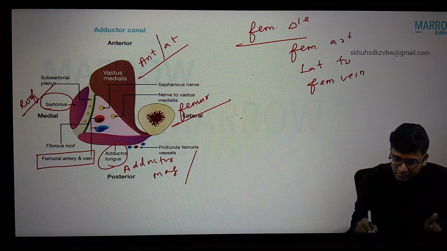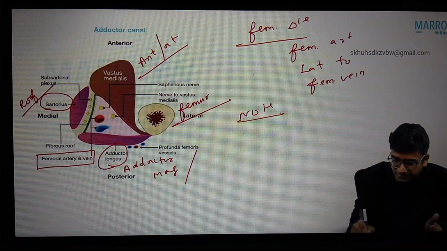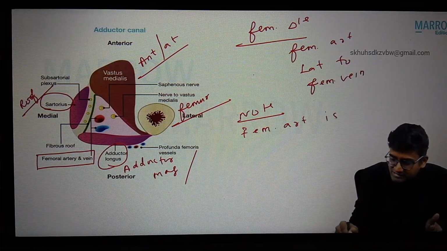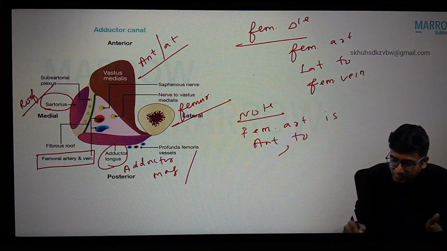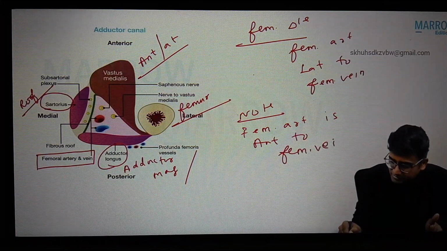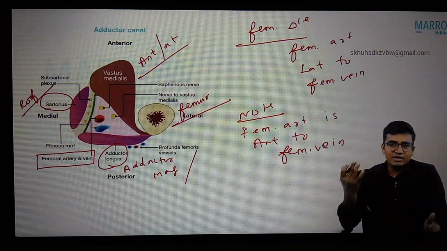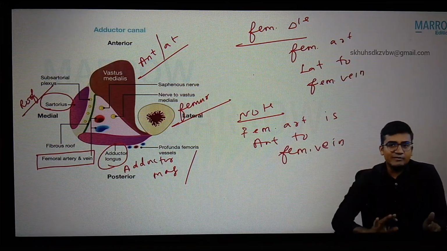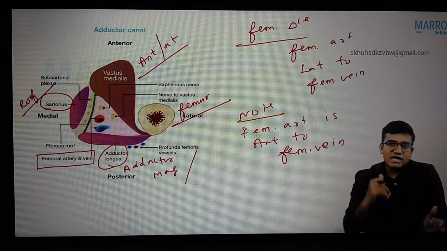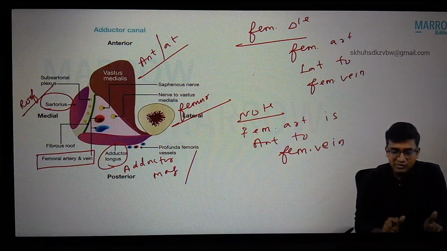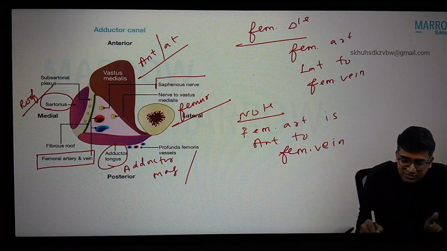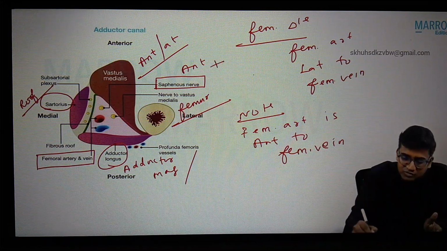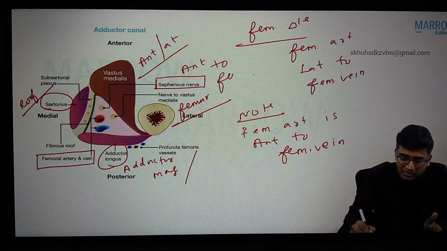That is important. So please write a note: contents, femoral artery and femoral vein. The femoral artery is anterior to the femoral vein. That is very important. Okay. So contents, femoral artery and femoral vein. How are they oriented? The femoral artery is anterior to the femoral vein. And there is one nerve which is anterior to the femoral artery. What is that? Our saphenous nerve. So the saphenous nerve is a content of the adductor canal, which is anterior to the femoral artery.